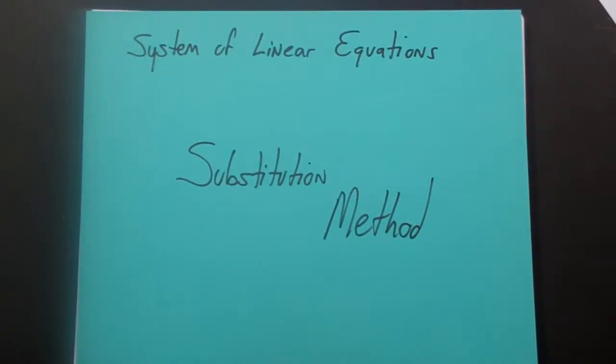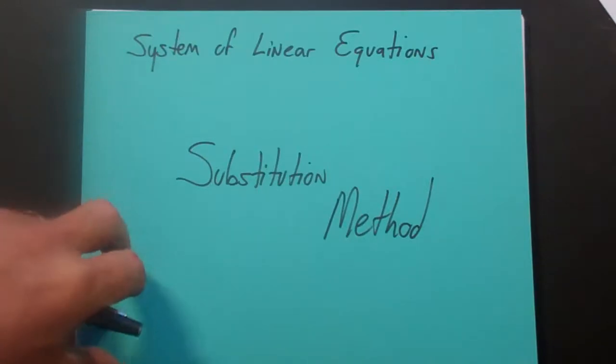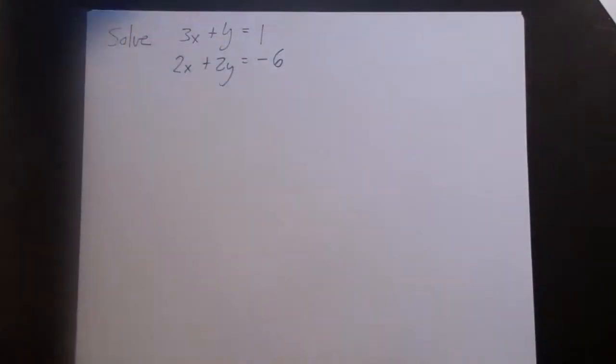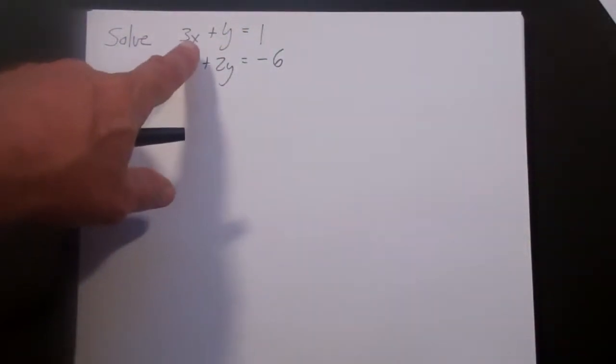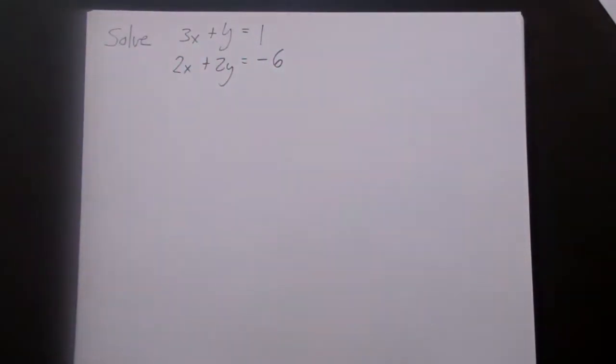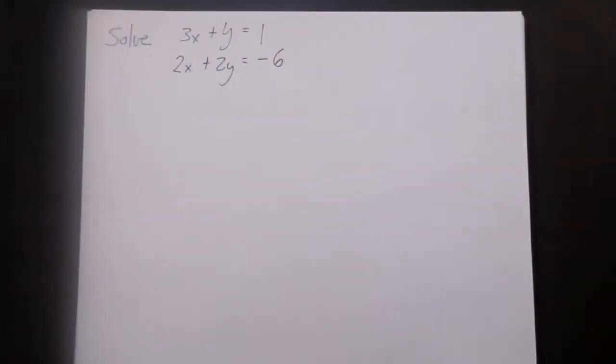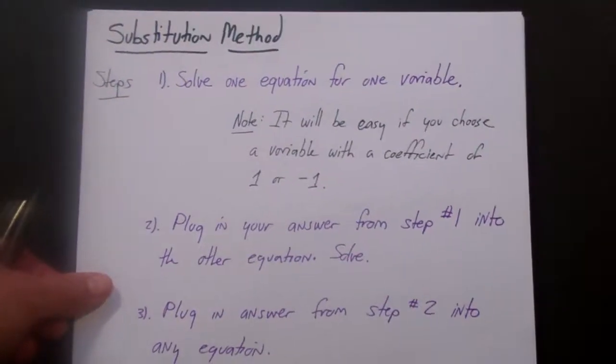Let's look at solving systems of linear equations using the substitution method. And let's look at this problem here. Solving 3x plus y is equal to 1, 2x plus 2y is equal to minus 6. Now there's two basic methods to solve this, neither one is fine, but today we're going to focus on the substitution method. And if you need to review the steps for the substitution method, here are the steps here.